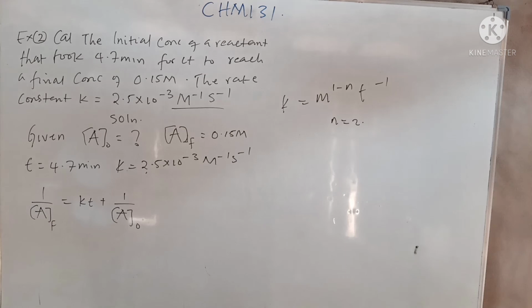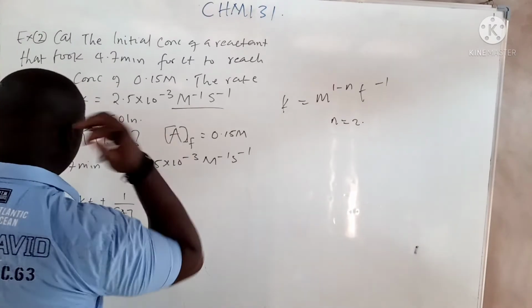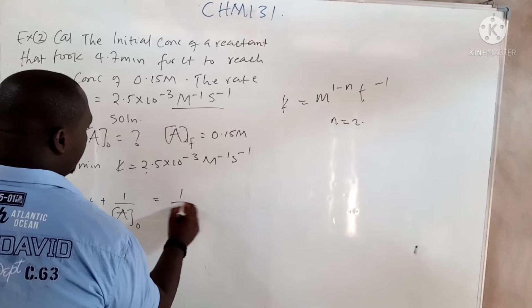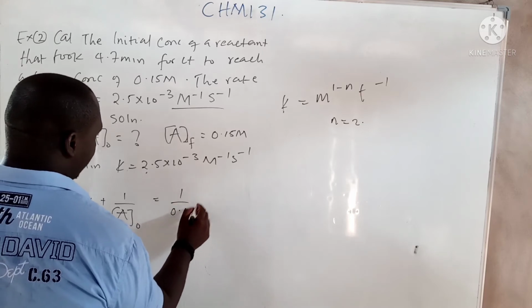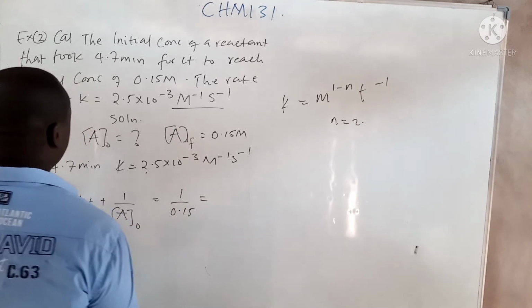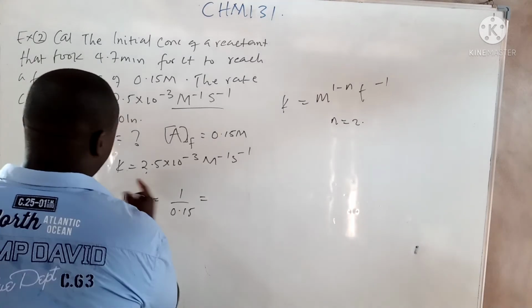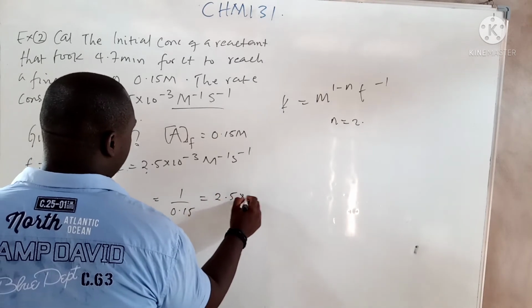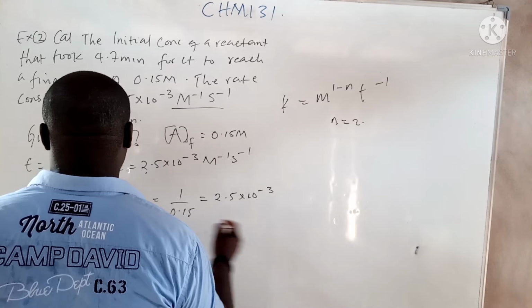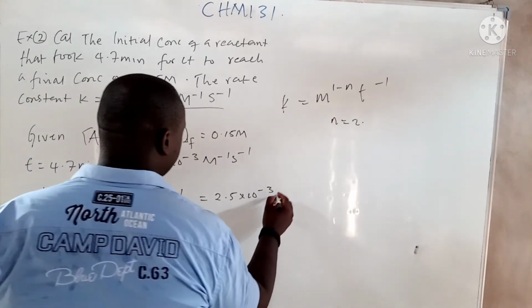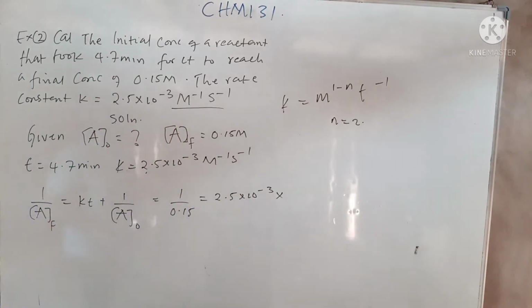Now they want you to calculate the initial concentration, having given you the whole stuff you need. So from here it's easy. This will give you 1 over 0.15 is equal to your k, which is 2.5 times 10 raised to the power of minus 3, and your time is in minutes. Now you cannot use this time. Why?